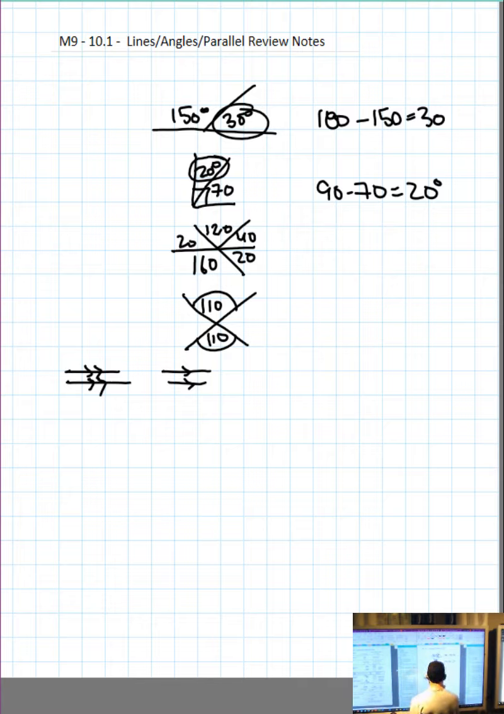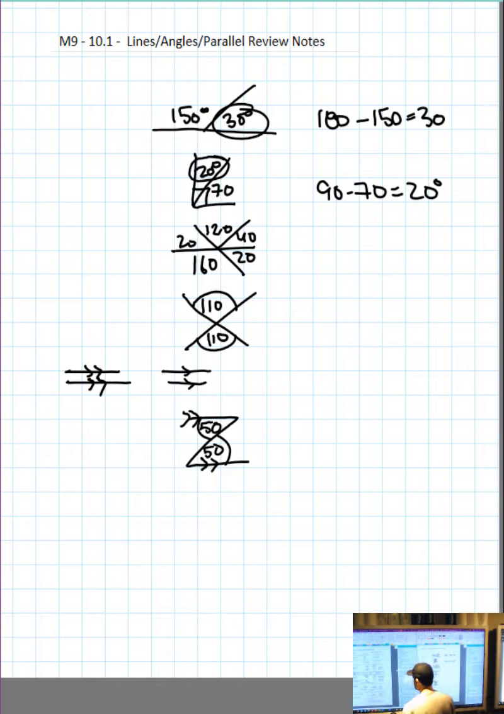So we just saw the X rule. Let's now take a look at the Z rule. If these lines are parallel, and this is 50, I know this is also 50. So that's the Z rule. Alternate interior angles are equal.